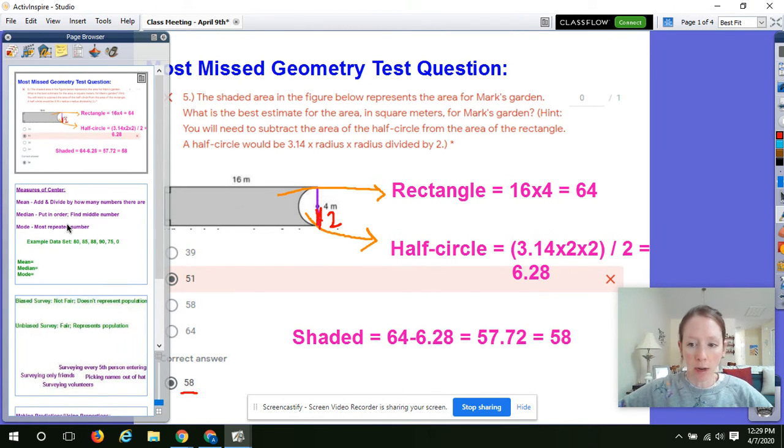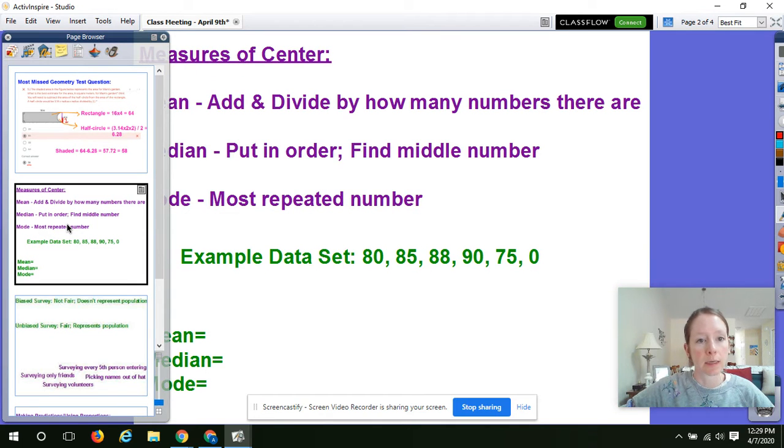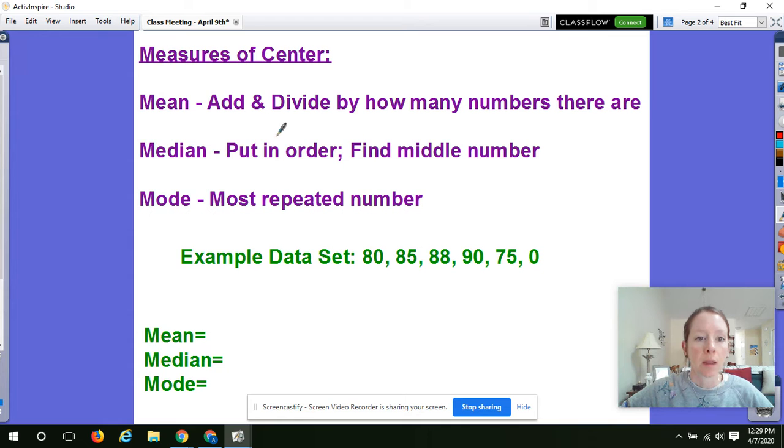All right, our next unit, guys, is statistics. So measures of center and variation. So these are words that tend to get mixed up in students' minds. I want to make sure that they're clear to you. So mean, median, and mode, and we're going to do an example together. So mean is when we add the numbers together and then divide by how many numbers there are.